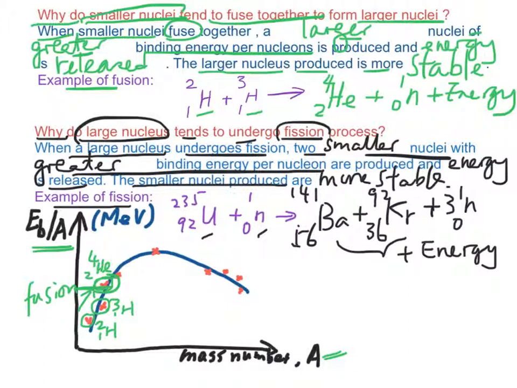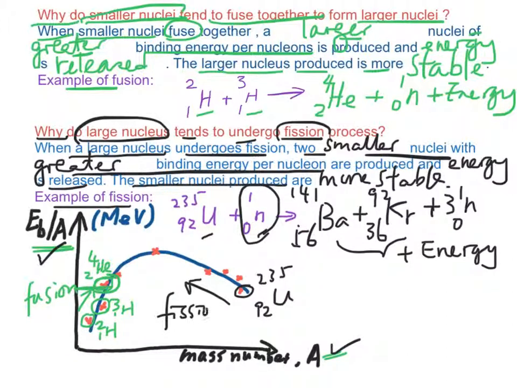To explain nuclear fission by the graph of binding energy per nucleon with mass number, when a uranium nucleus is hit by a neutron, it undergoes fission and produces two smaller nuclei, barium and krypton, which have greater binding energy per nucleon compared with that of uranium. Therefore, they are more stable.